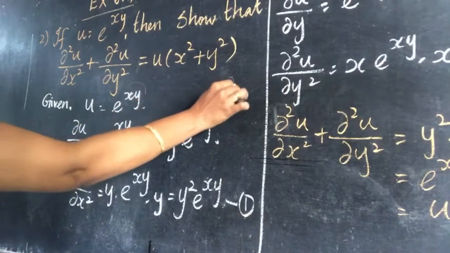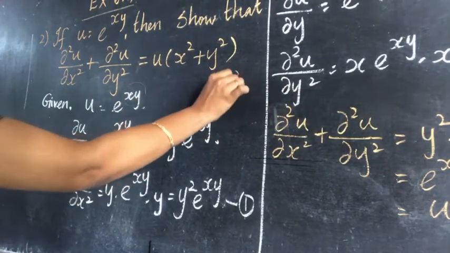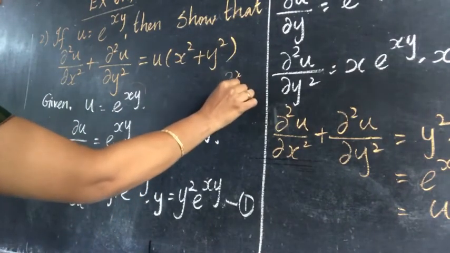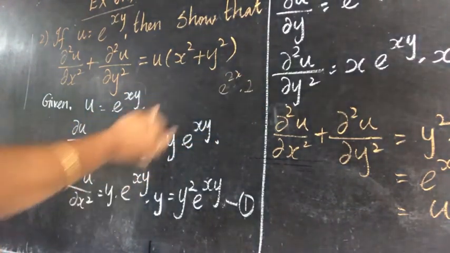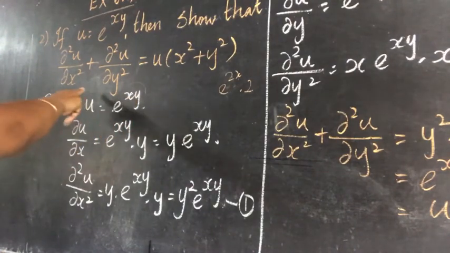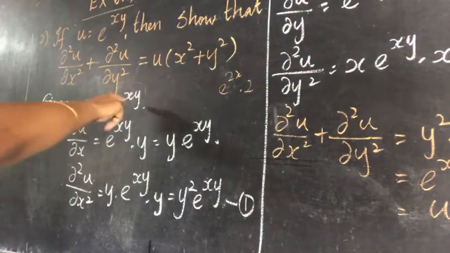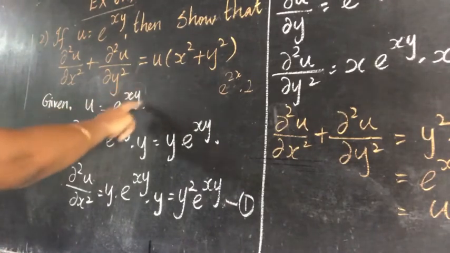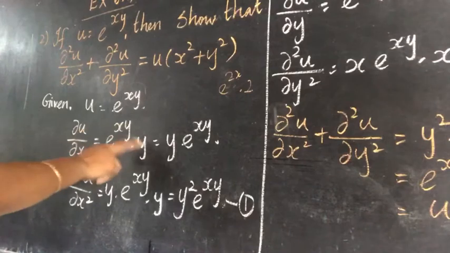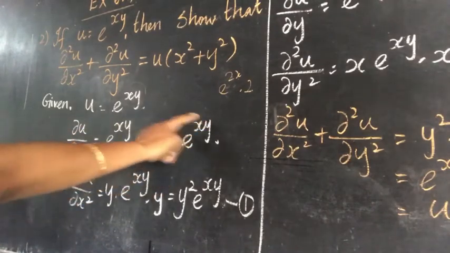If e^(2x) is there, while differentiating this, what do we get? e^(2x) into 2, isn't it? Similarly, here y is another variable, but as we are differentiating partially, we need to consider this as a constant only. So, e^(xy) into y, that is y e^(xy).